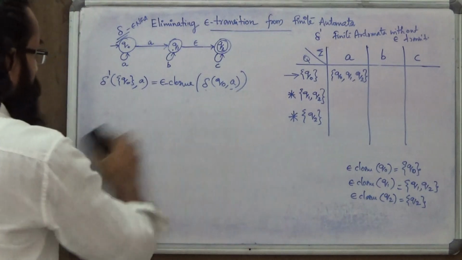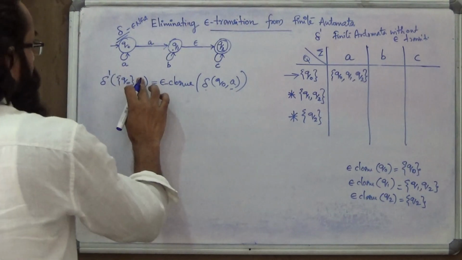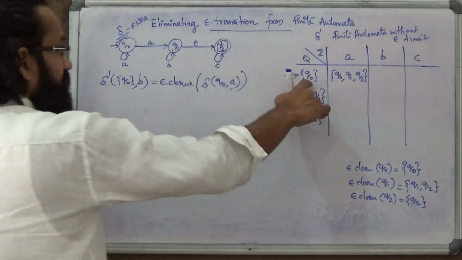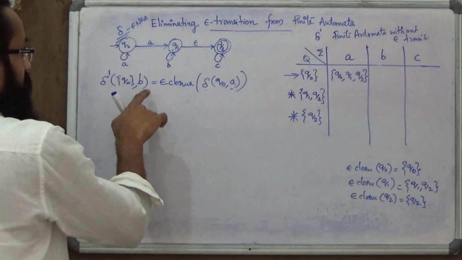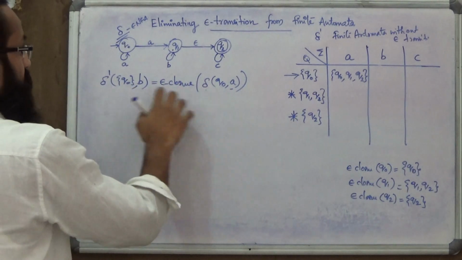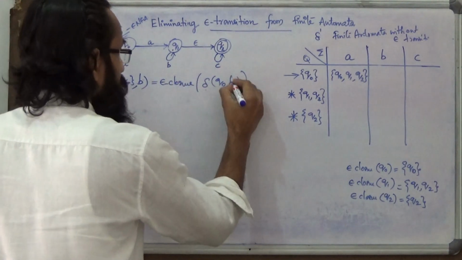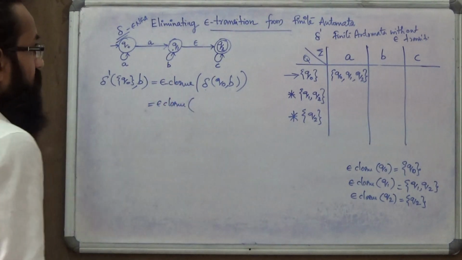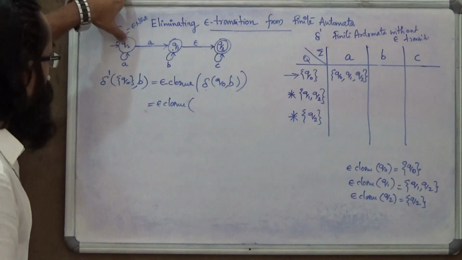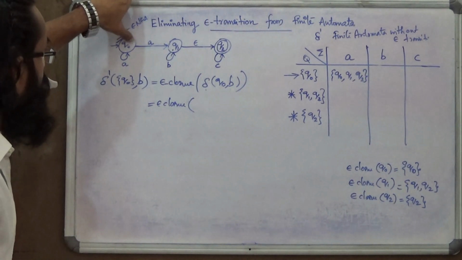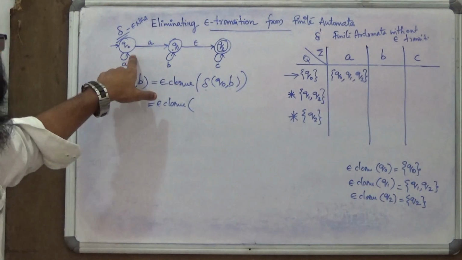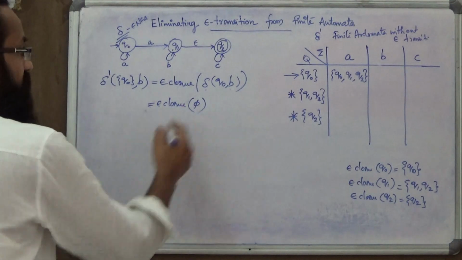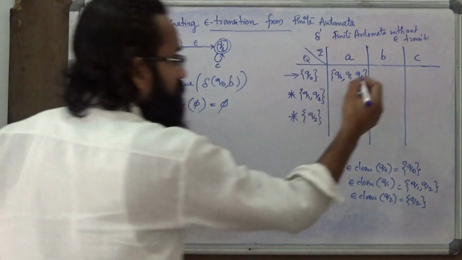Now let us apply B transition to the first state. If you apply B transition to the starting state, you can expand this as epsilon closure of delta Q0 B. To state Q0, if we apply input B, there does not exist any B transition, so that will be the null set. So epsilon closure of null set is null set itself. So this will be empty.